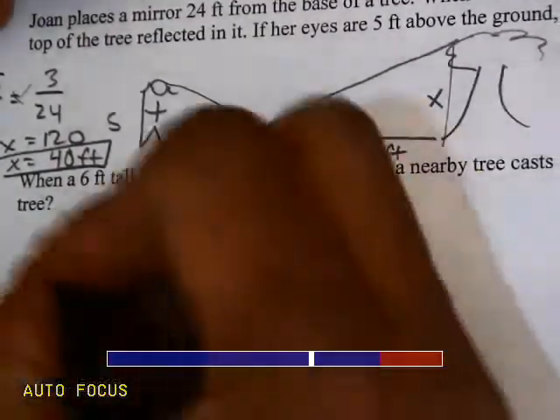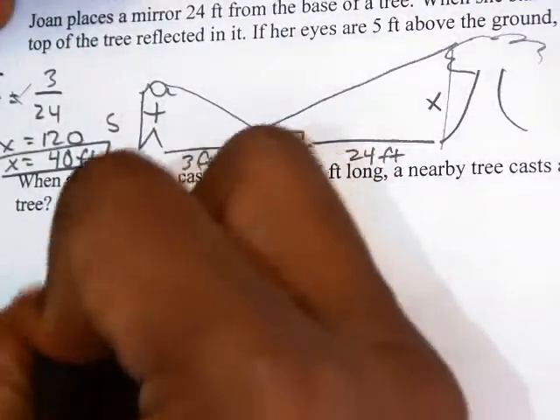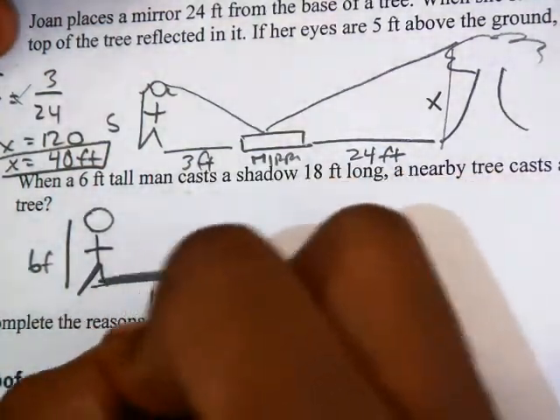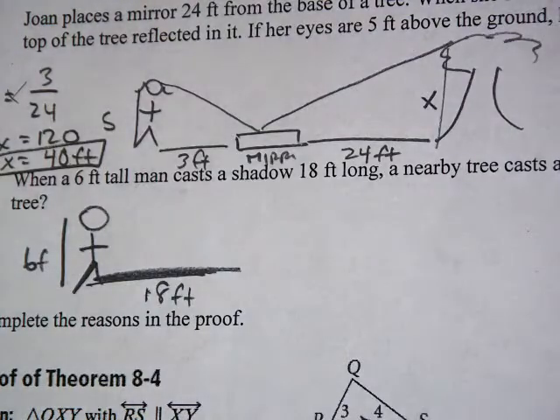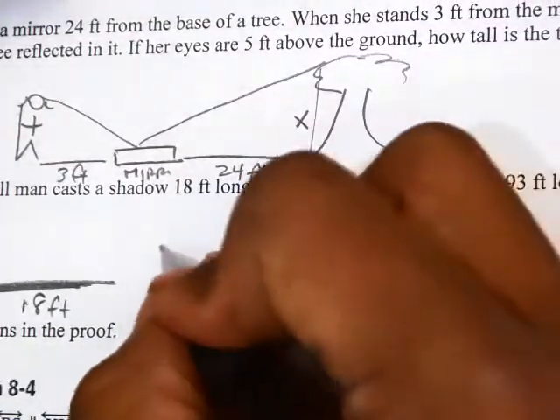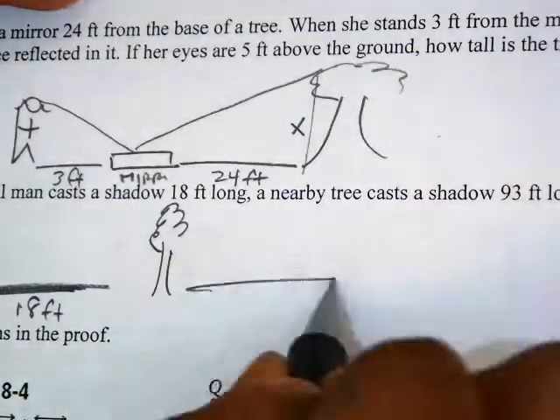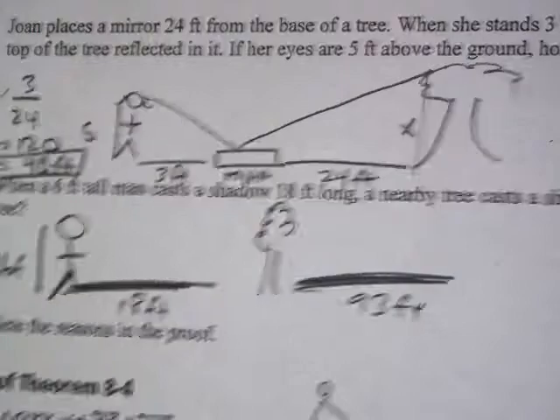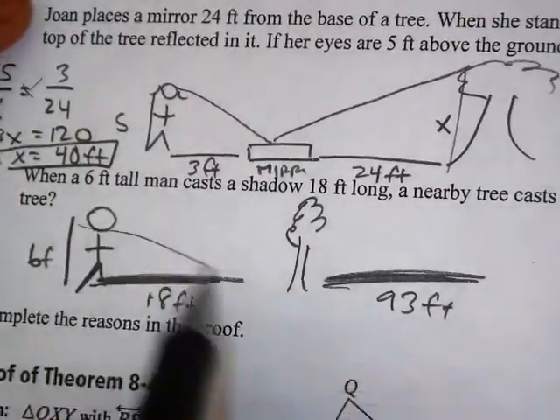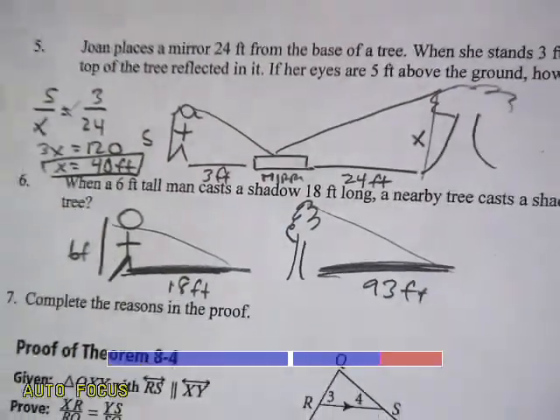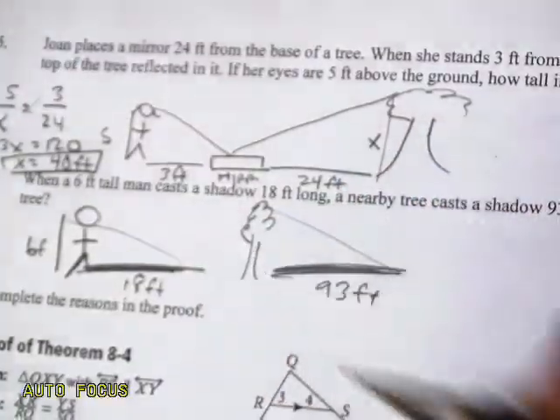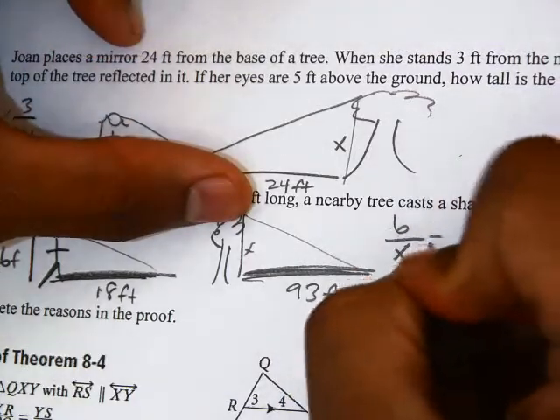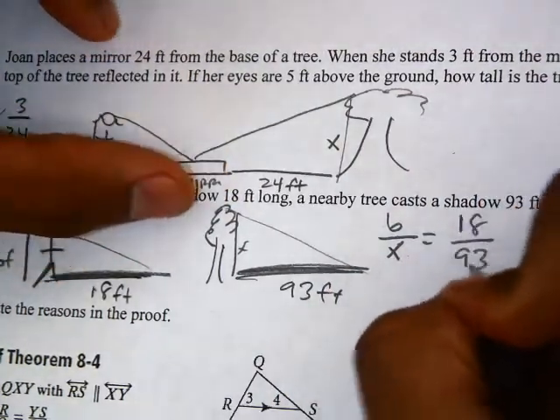And number 6, a 6-foot man casts a shadow that's 18 feet long, and a tree nearby casts a shadow that's 93 feet long. So again, I'm going to set a proportion. They form similar triangles. So I'm just going to create a proportion. I need to find how tall the tree is, x. So 6 goes with x, 18 with 93.